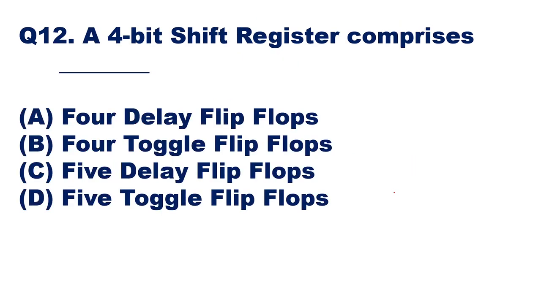A 4-bit shift register comprises of 4 delay flip-flops, 4 toggle flip-flops, 5 delay flip-flops, or 5 toggle flip-flops. So if it is a 4-bit shift register, in that we have to use 4 flip-flops. And in shift register, we use delay flip-flops, that is D flip-flops. So here option A will be the right answer, 4 delay flip-flops.